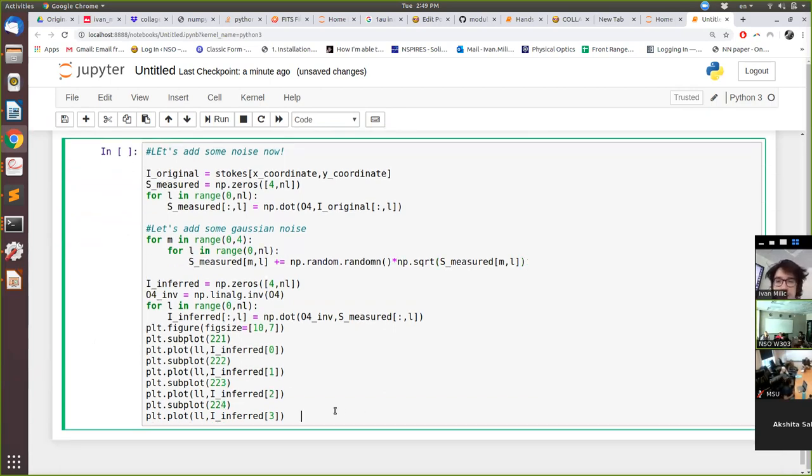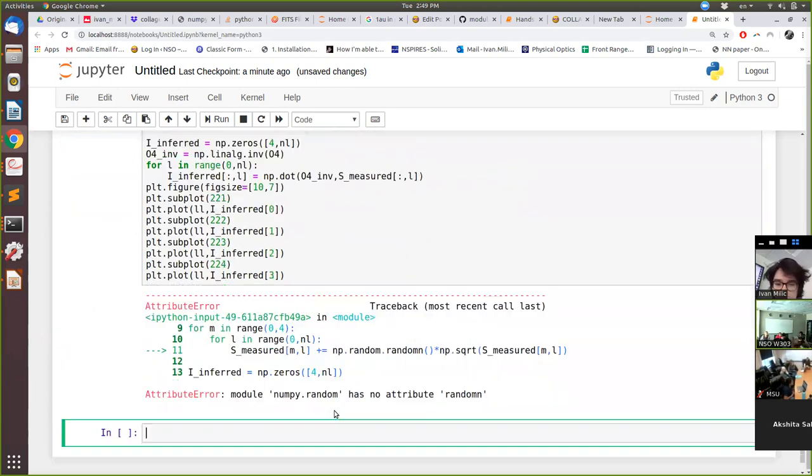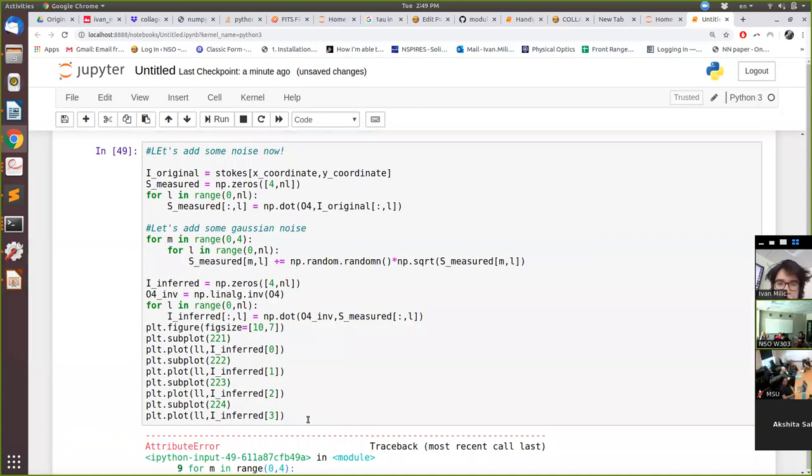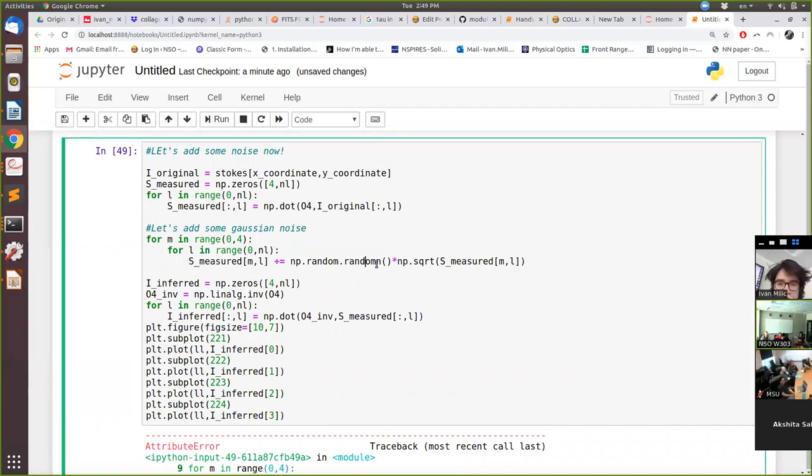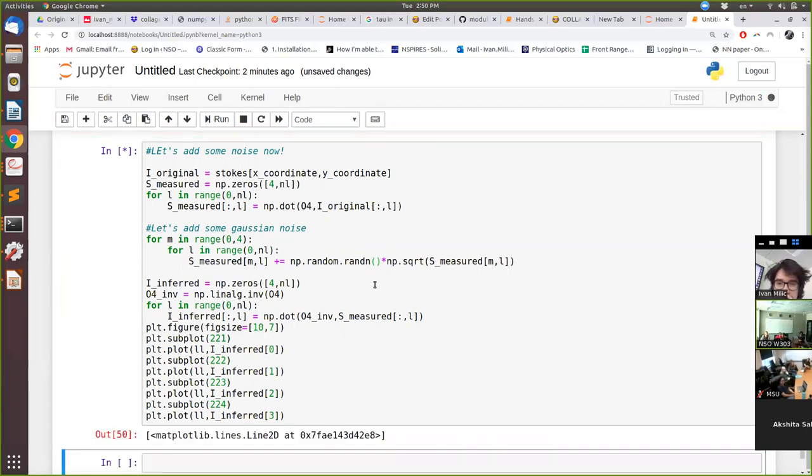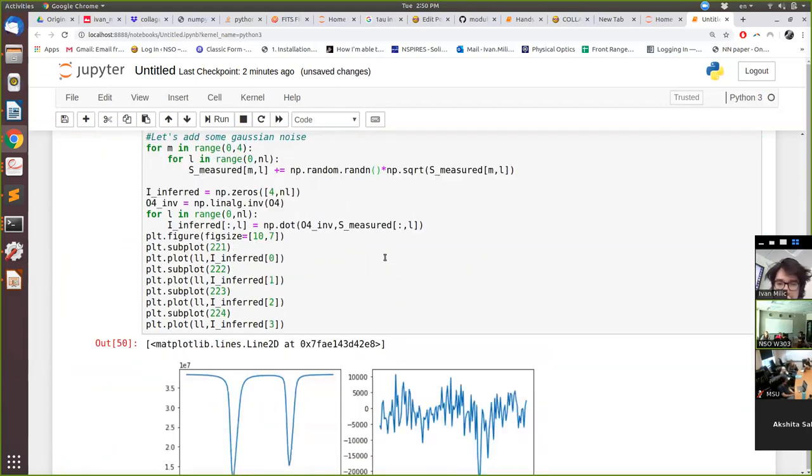Let's hope that this now works. Of course it doesn't. NumPy random has no attribute random normal. You misspelled it. No, I think it's np.random.normal. It was random. Oh, okay. This? Amazing. Thank you, Bennett.